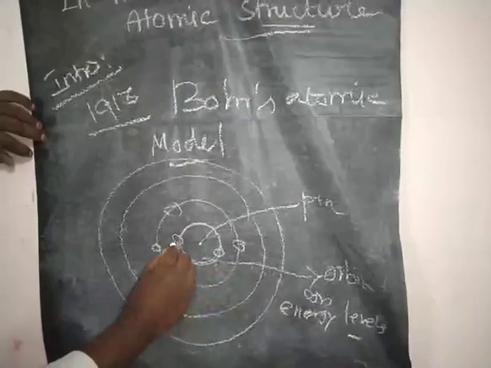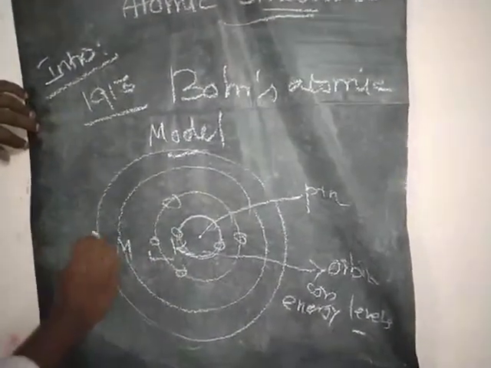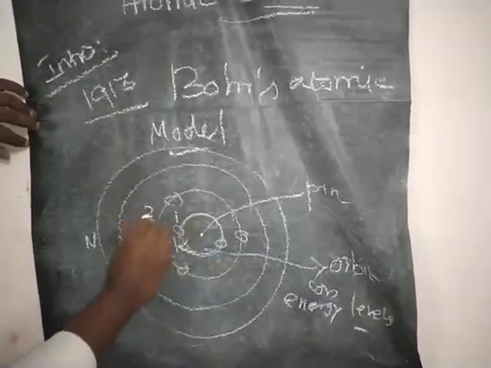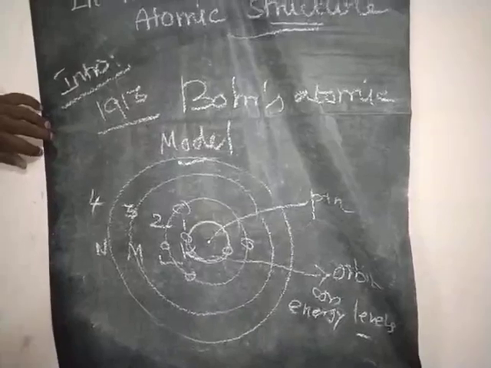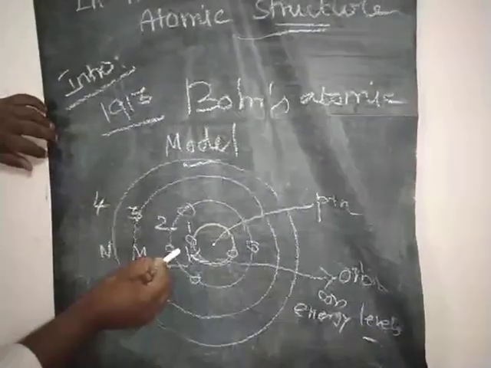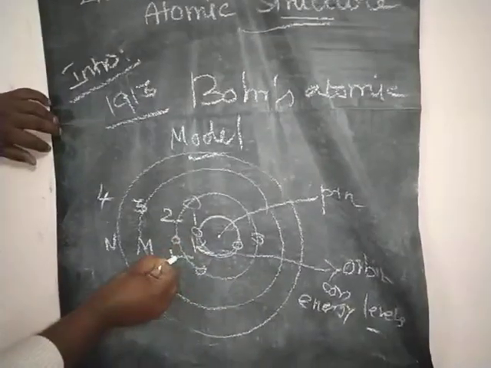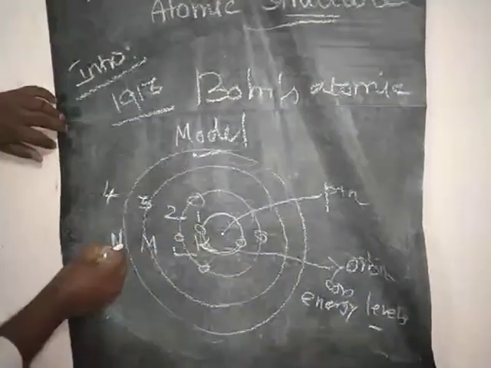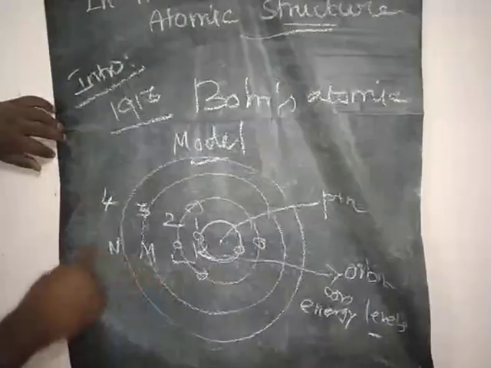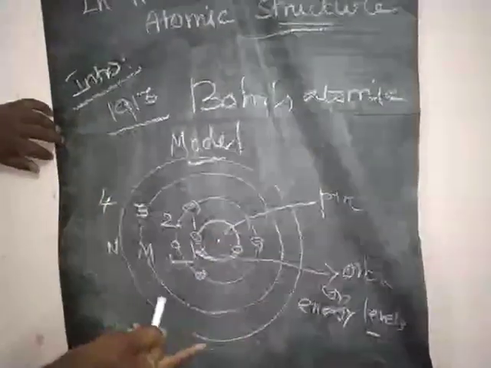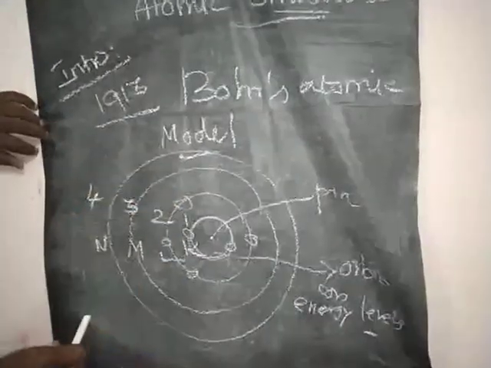Which is the closest energy level to the nucleus? The first one. We give the names K, L, M, N, or 1, 2, 3, 4, assigning numbers or letters. The closest to the nucleus is the K shell, second the L shell, third M, fourth N. A shell or orbit is the path used by the revolving electron.